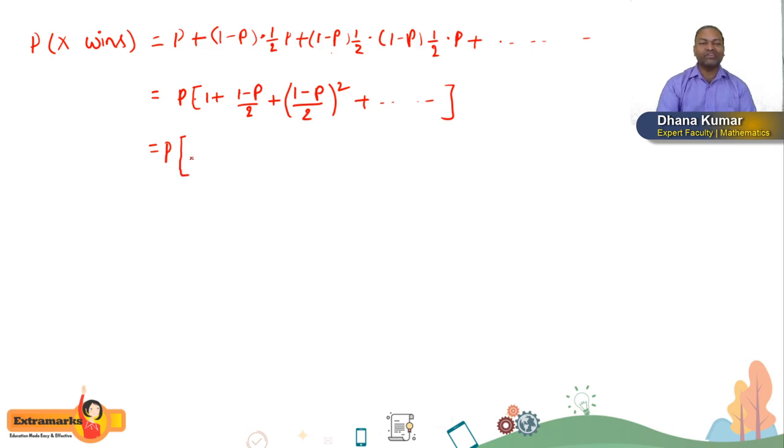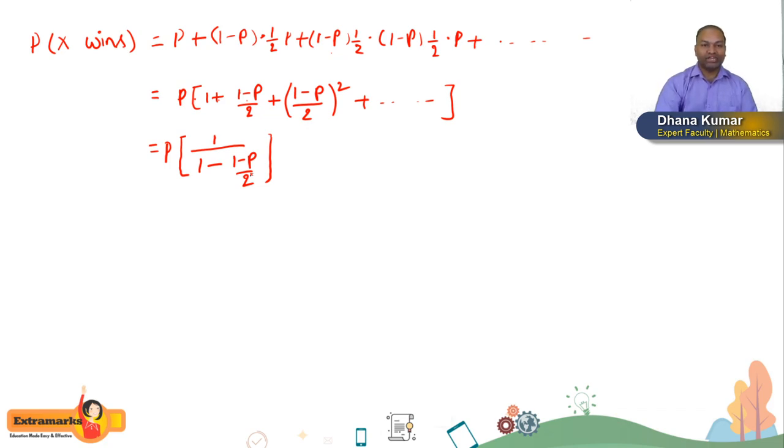In general, sum of an infinite number of terms, that concept is there in sequence and series. In sequence and series also, especially GP and AGP. So, let us verify with GP: second term by first term, value (1 minus P) by 2. Third term by second term, again (1 minus P) by 2. So, the ratios are the same. It is in GP. In GP, the sum of infinite terms formula is what? A by 1 minus R. A is the first term, 1. 1 minus the common ratio, that is 1 minus P by 2.